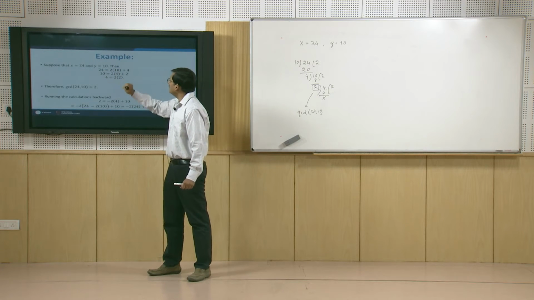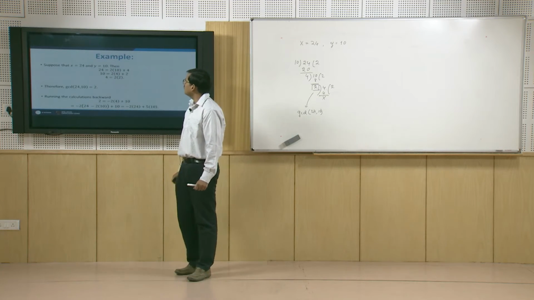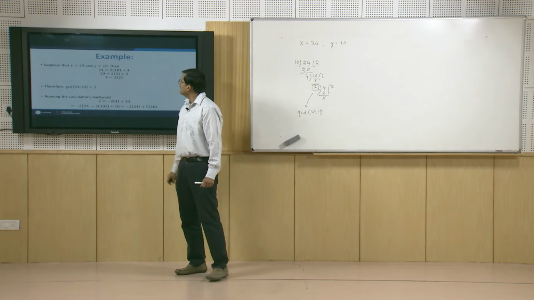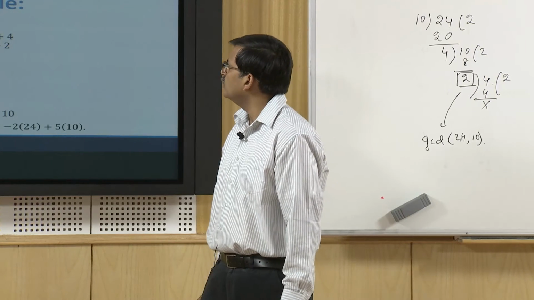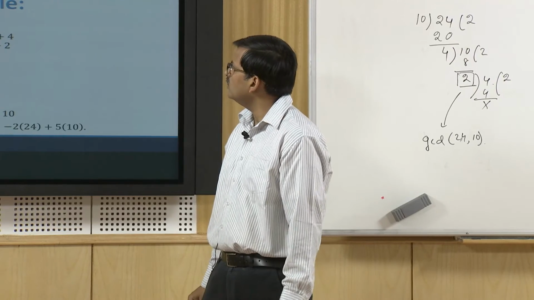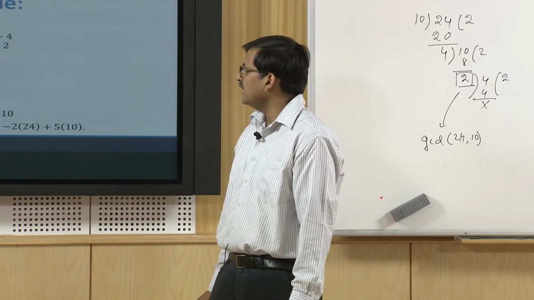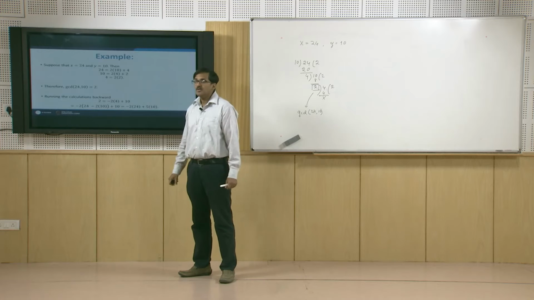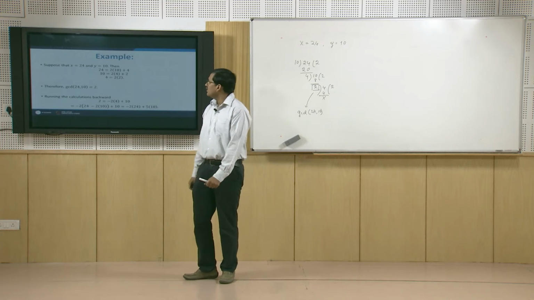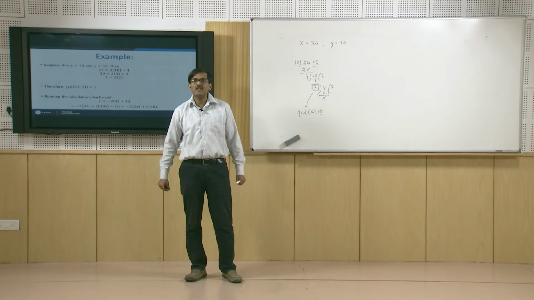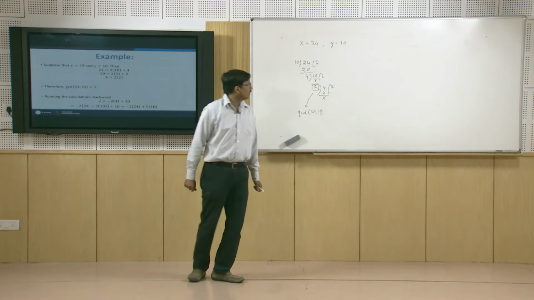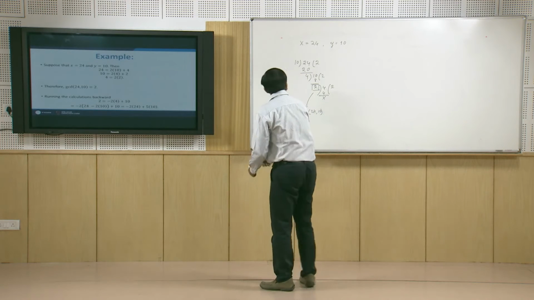24 is equal to 2 times 10 plus 4, 10 is equal to 2 times 4 plus 2, 4 is equal to 2 times 2, all right. So, I know that GCD is 2. Now, what about r and s? We can run the calculations backward. If we run backward, then we get something like this.